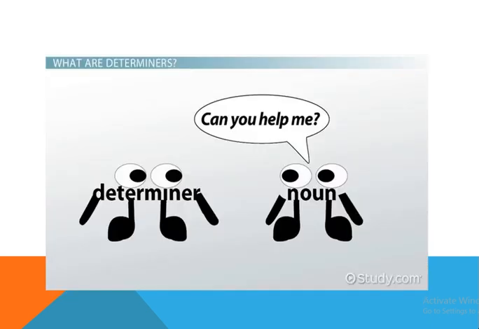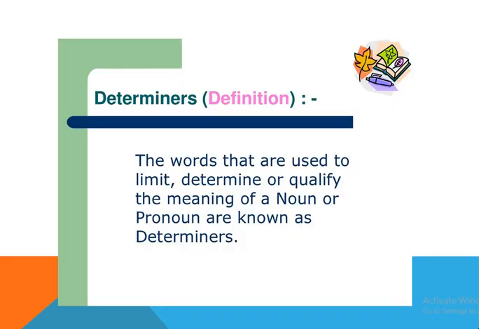So what are determiners? So you can see in this picture that noun is asking something to the determiner. Can you help me? So in this picture you can guess, you can judge, you can imagine what are determiners. So the words that are used to limit, determine or qualify the meaning of a noun or pronoun are known as determiners. Means words which modify a noun or a pronoun are known as determiners.